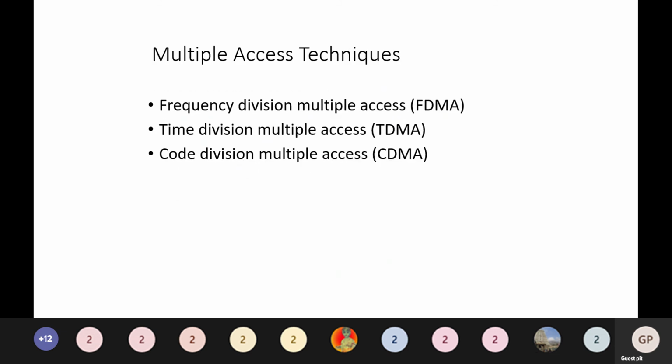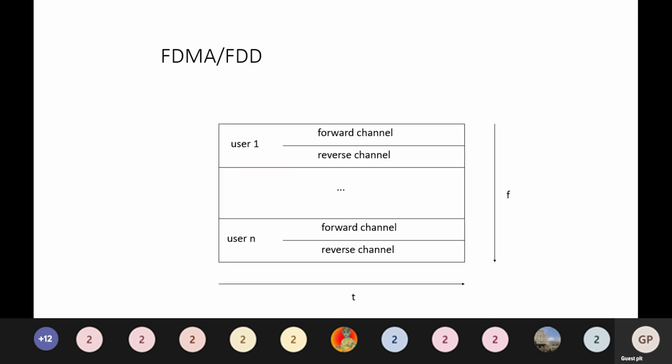There are various multiple access techniques: frequency division multiple access, time division multiple access, and code division multiple access. These are some of the standard multiple access schemes. If you look at this diagram of frequency division multiple access, each user is allocated a particular frequency band.